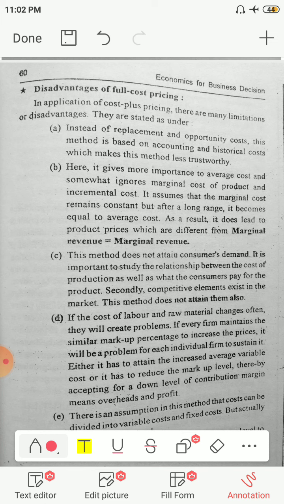Which criteria is not fulfilled? That it does not consider the replacement cost and the opportunity cost. Now what is replacement cost and opportunity cost? That we have discussed in semester 3 in cost analysis. But here you just remember that this method is based on accounting data. That is why it has some limitations.